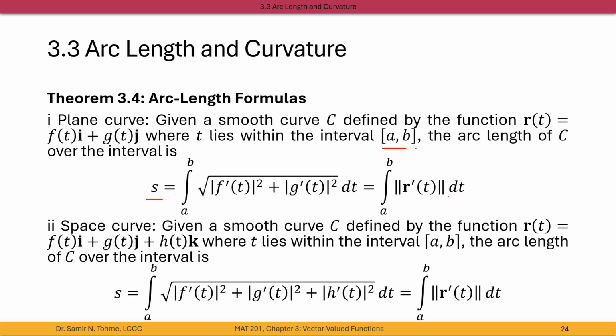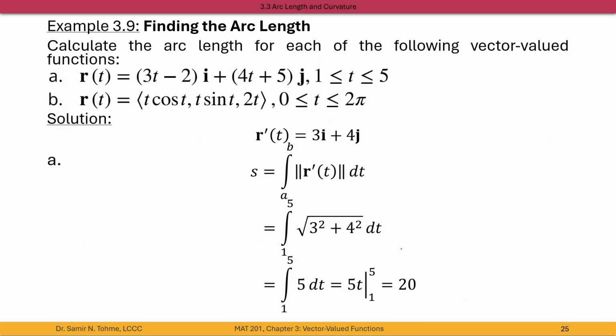So first you calculate the derivative of the vector function, then you find the magnitude of the derivative, then you integrate from a to b. This is the same formula for a vector function in 3D. Let's take an example. We have two vector functions and we want to calculate the arc length for these functions between 1 and 5 for the first vector function and 0 and 2 pi for the second vector function.